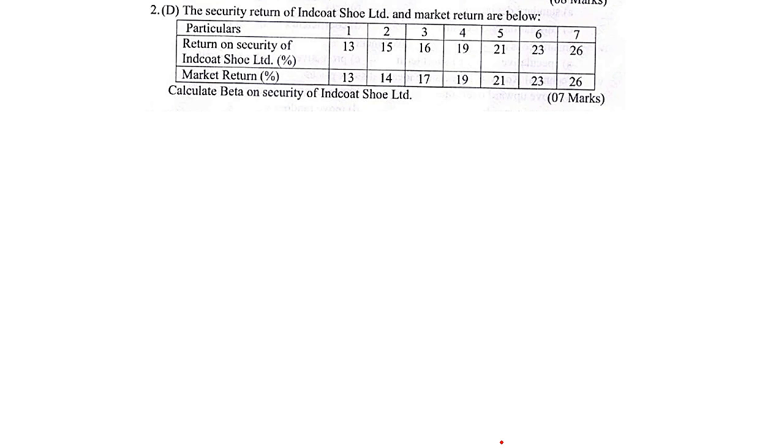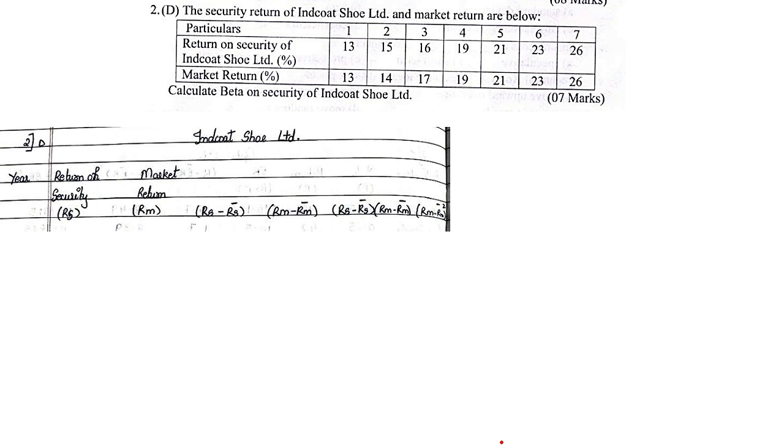Security return of Indicode Shoe Limited and the market return are given below. So they are giving you returns of security of Indicode Shoe Limited and market return. Calculate the beta of security of Indicode Shoe Limited. So we need to find the beta. So the columns, first we note down. We have years, return of security, market return, RS minus RS bar, RM minus RM bar, RS minus RS bar into RM minus RM bar, and lastly RM minus RM bar, the whole square.